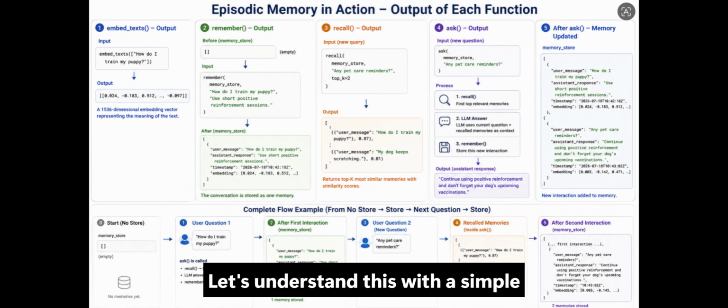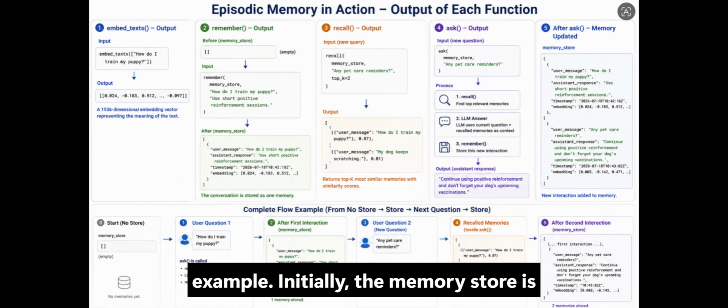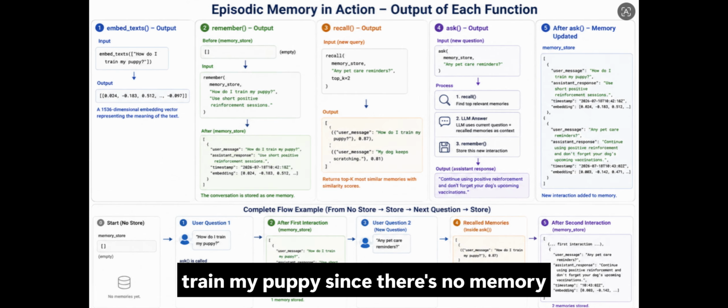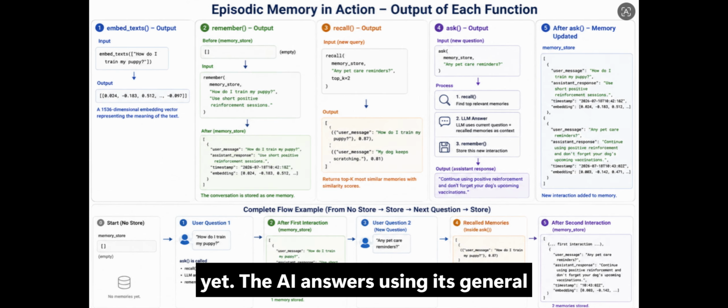Let's understand this with a simple example. Initially, the memory store is empty. The user asks, "How do I train my puppy?" Since there's no memory yet, the AI answers using its general knowledge and remember stores this interaction.